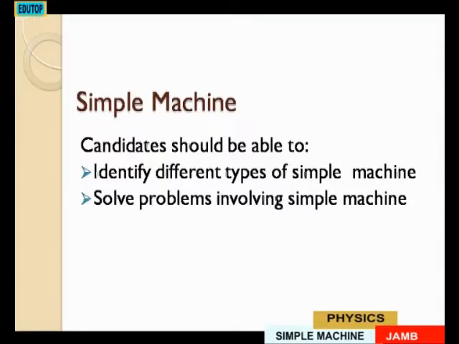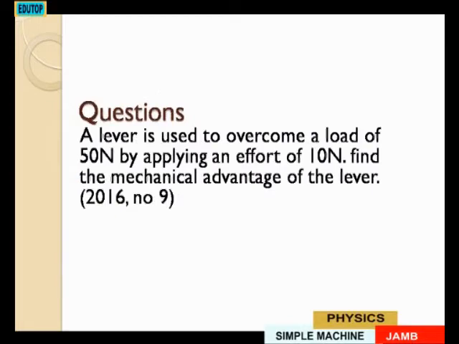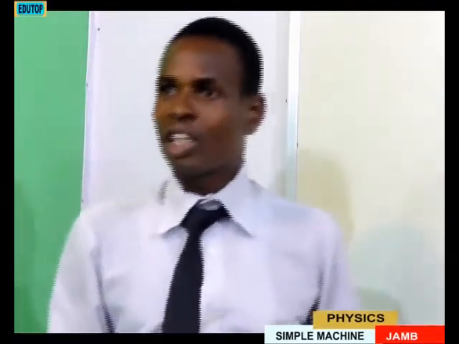Problems involving simple machines. A lever, and mind you, a lever is an example of a simple machine. We have first class lever, second class lever, third class, we have the first order, second order, third order of lever. Okay, so the question is talking about lever.